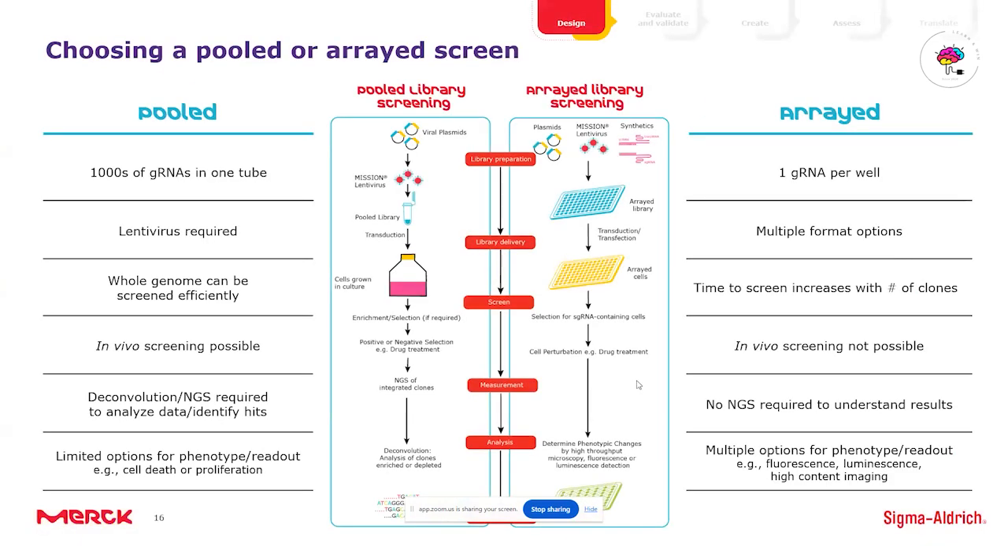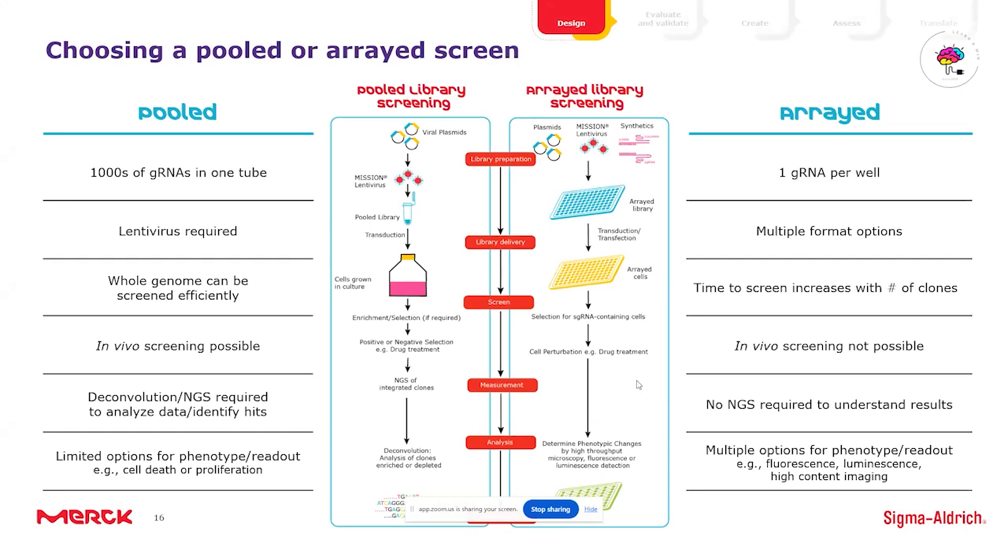Okay, I'm looking at the time. Here we can support you, if you are choosing between multiple hits or one hit, with pooled library screening, where you can have access to 1,000 guide RNAs in one tube.